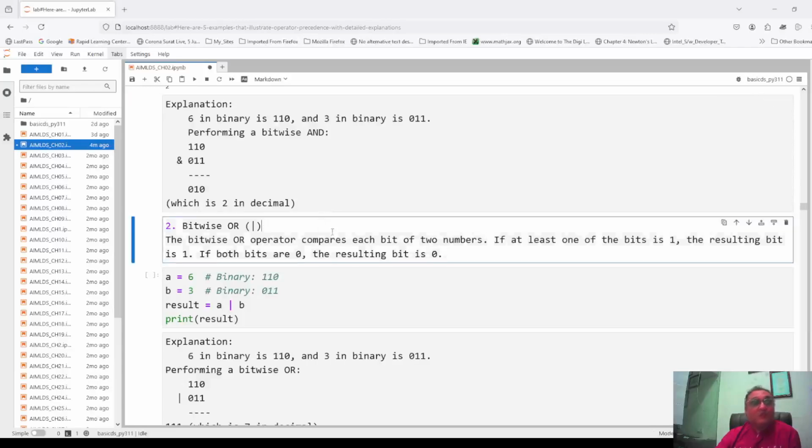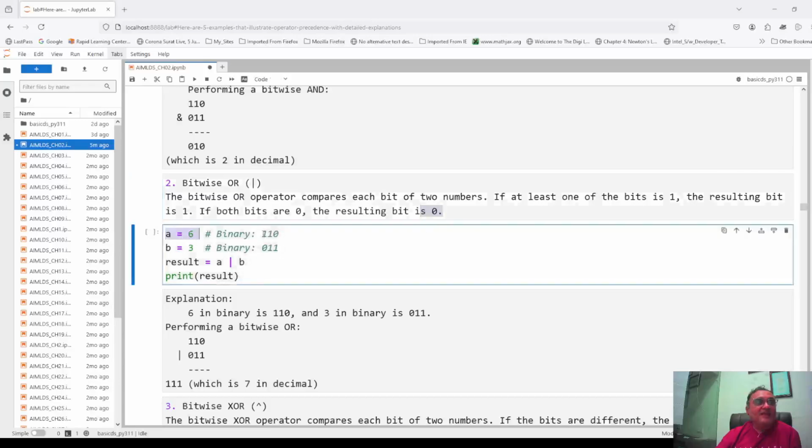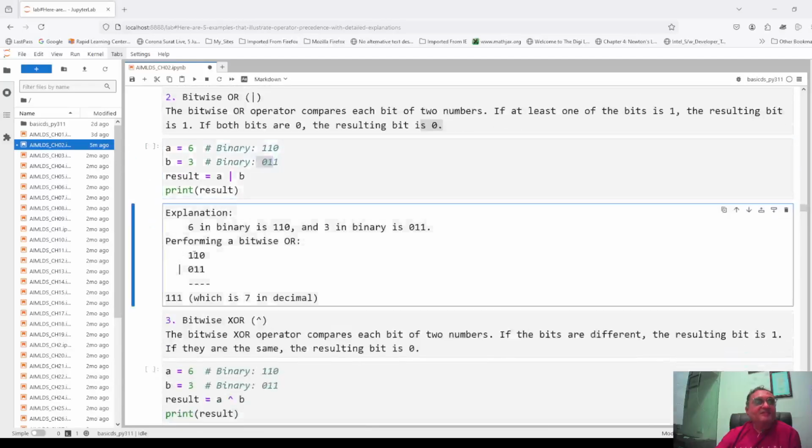Okay. Now bitwise OR. The bitwise OR operator again compares each bit of the two numbers between which the OR operator is put. But it is slightly more permissive than AND. It says that if any one bit is 1, then the resulting bit will be 1. But if both bits are 0, then the resulting bit is 0. So again I take that same A, 6, and this is its binary, B, 3, and this is its binary. Now here the explanation is also given. So 1, 1, 0 or 0, 1, 1. If any one number is 1, that is enough.